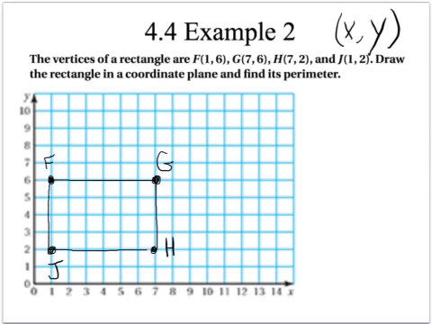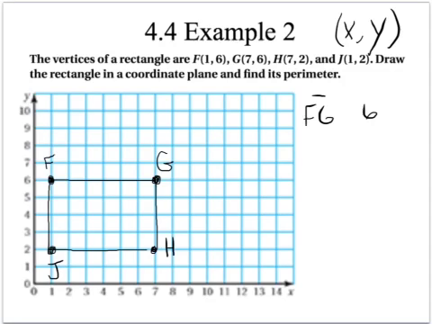Now it says we want to find the perimeter. So when you're finding the perimeter, remember that is the distance around the shape. So the easiest way to do this is you think of the distance in between each of the sides. So if you look at the distance from here to here, this is 1 and this is 7. So if you did 7 minus 1, you get 6. Or you could count 1, 2, 3, 4, 5, 6 places. So from F to G is 6 units.